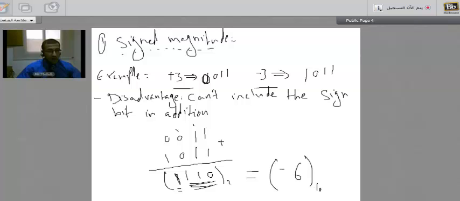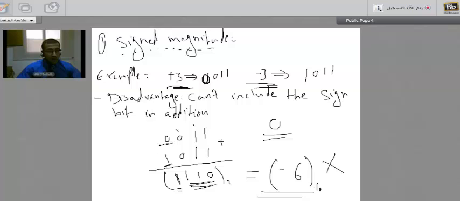Now, is this correct? I've added 3 and minus 3. Theoretically, the answer should be 0. Is that right? +3 minus 3 should equal 0. But I got -6. So we do have a problem. Okay, so this method is good in showing you the negatives, but it is not good in actually doing the addition, because in doing the addition it cannot handle the sign. So eventually you will get a wrong answer.